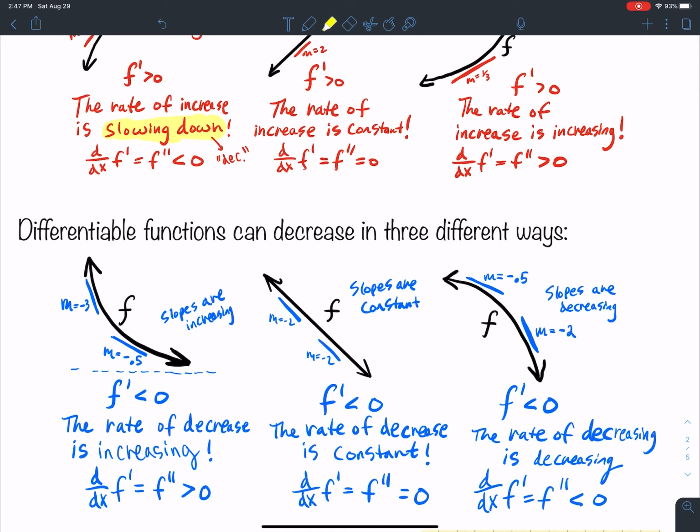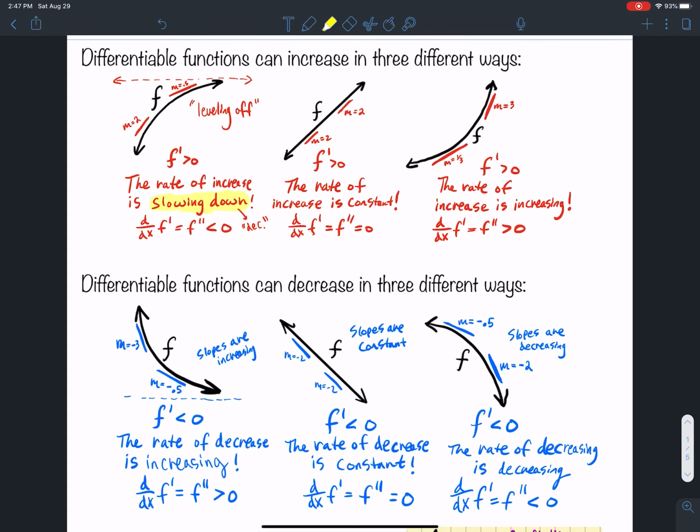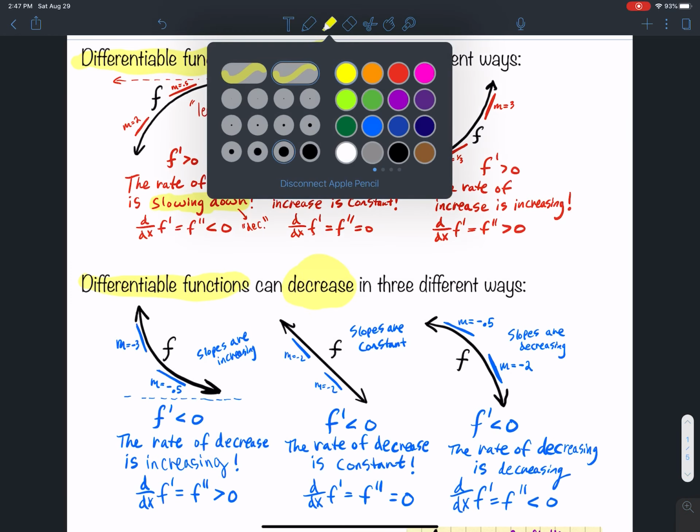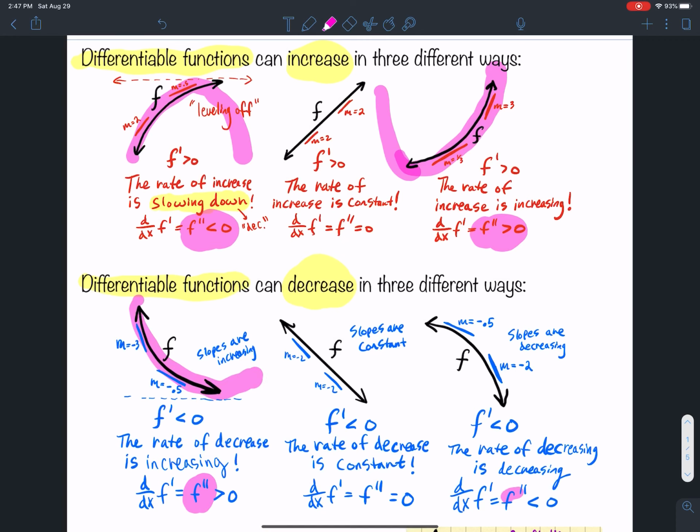So hopefully this illustrates for you the different ways that we can have differentiable functions that increase and decrease. Summarizing everything here: if your second derivative is negative, you're going to be concave down. If your second derivative is positive, you're going to be concave up. Here your second derivative is positive, that's concave up. And here your second derivative is negative, you're concave down.